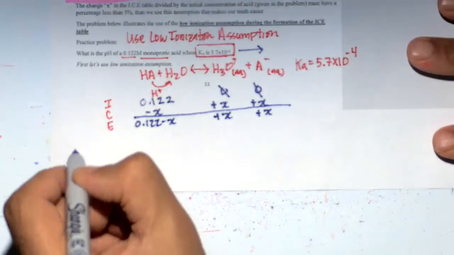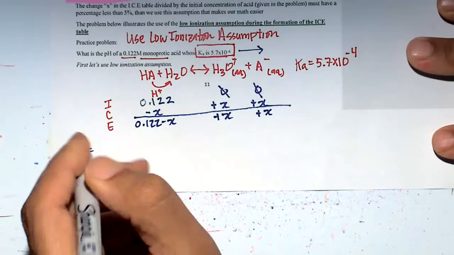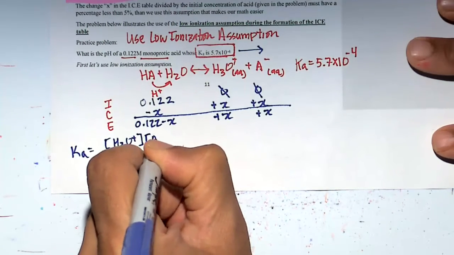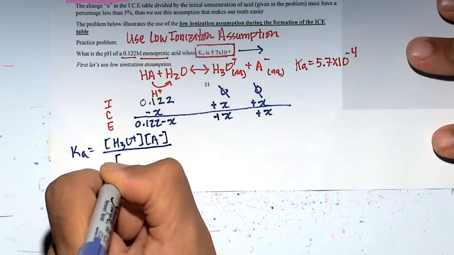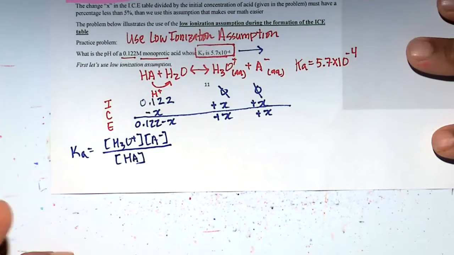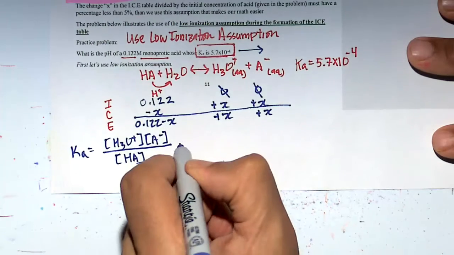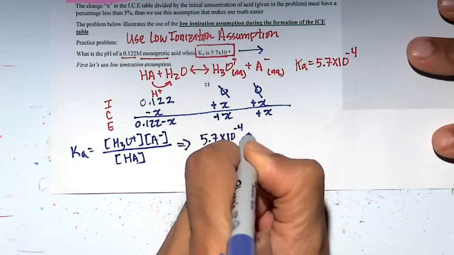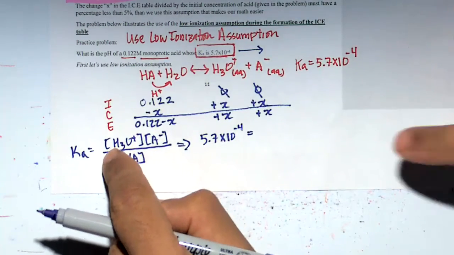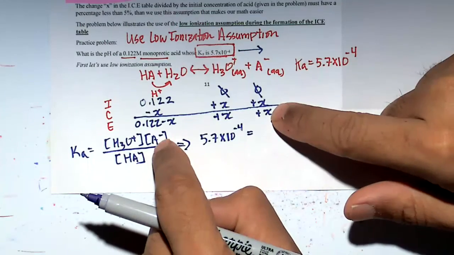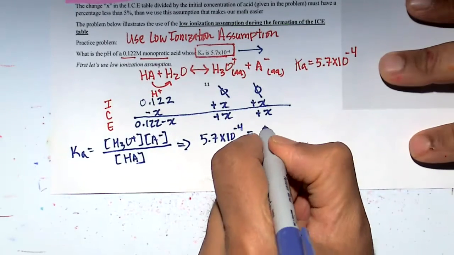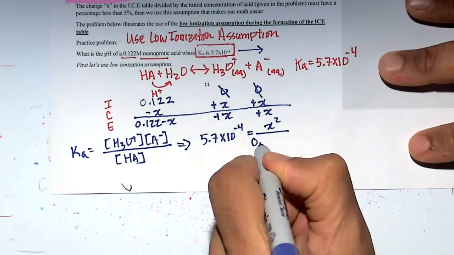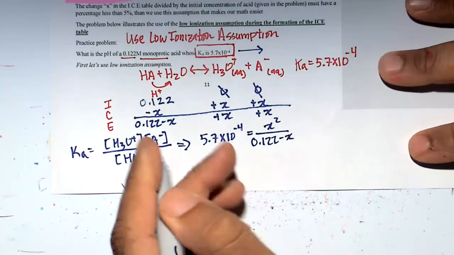All right, let's put this into our Ka. Equals products over reactants. Our Ka is 5.7 times 10 to the minus 4. Concentration of H3O plus is x. Concentration of A minus is x. So x times x is going to be x squared divided by 0.122 minus x.